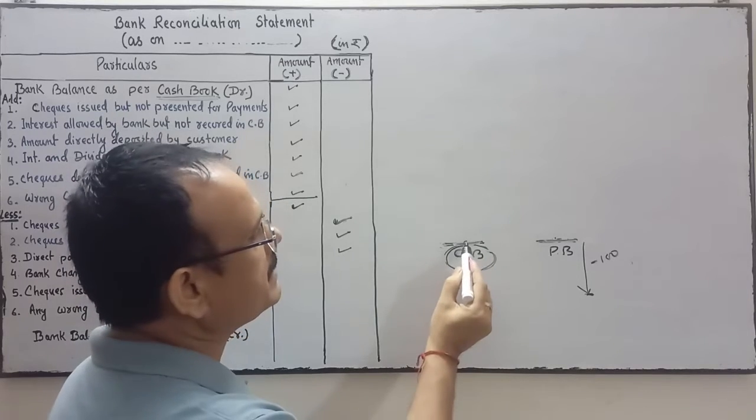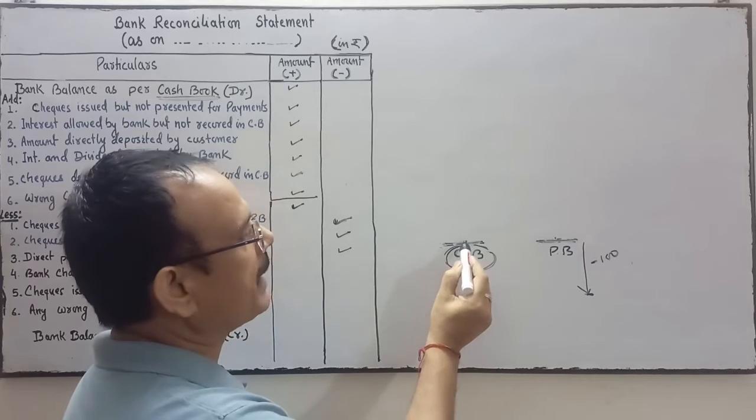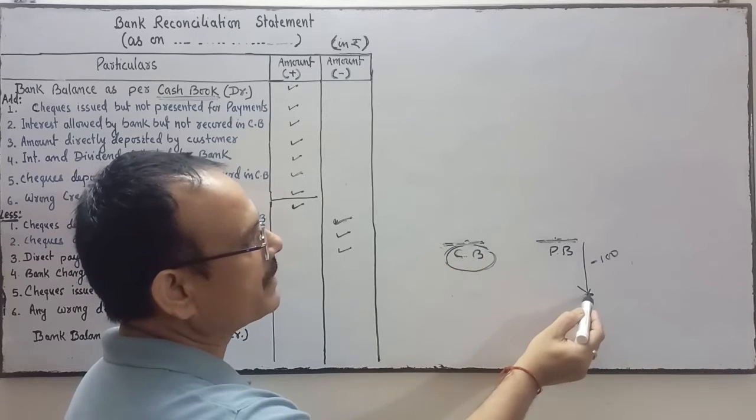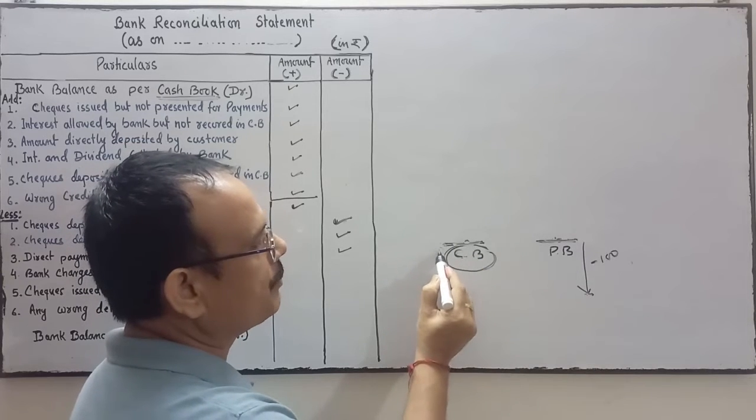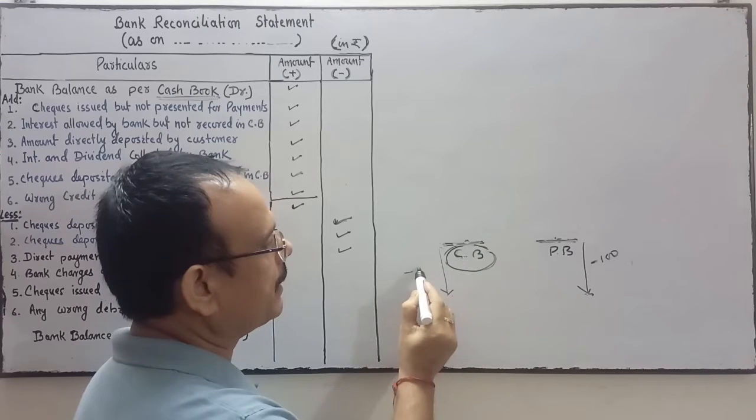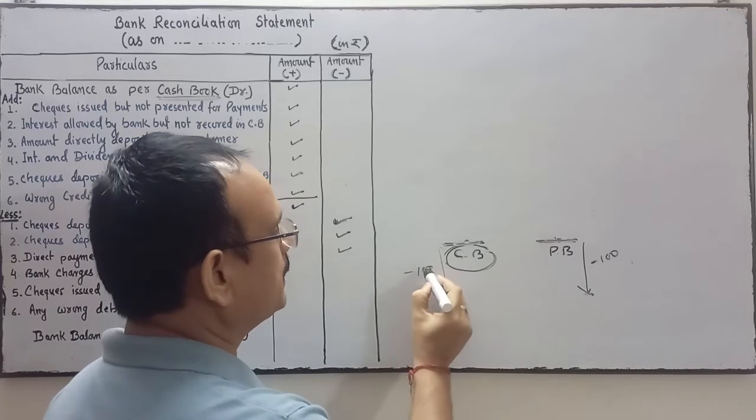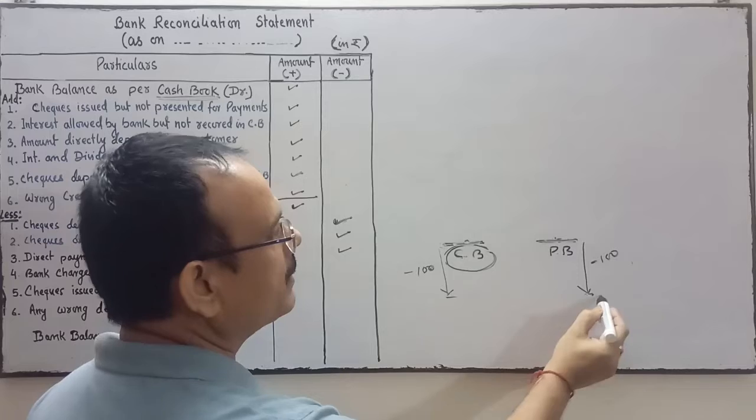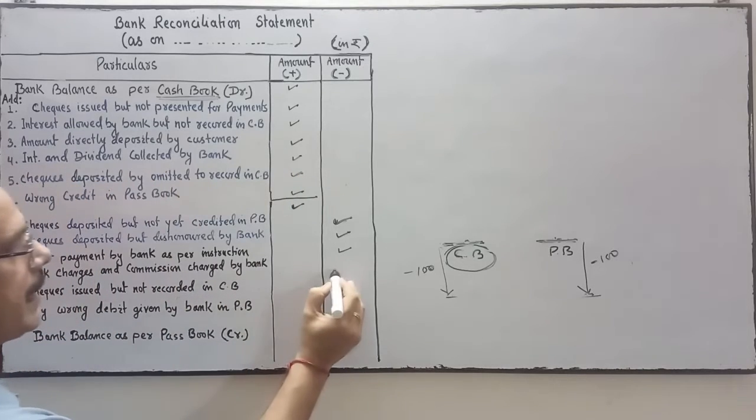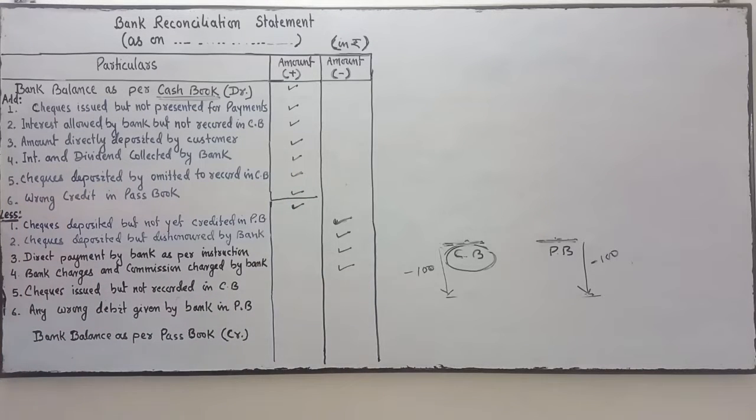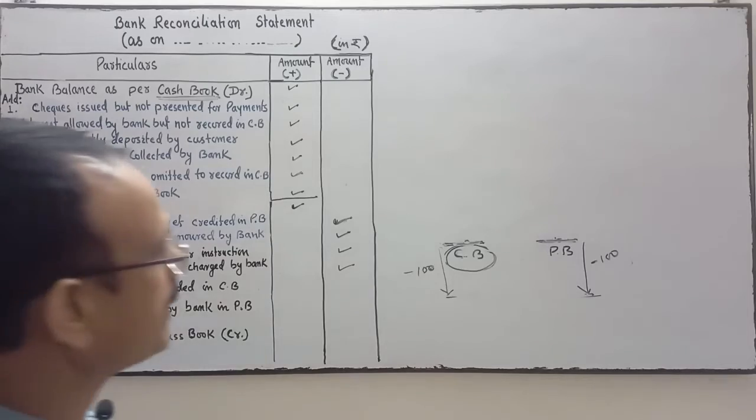It is as before. So the cash book balance is here and the passbook balance is here. To make the balance equal, I'll deduct 100 rupees from the cash book. Then the balance of both books will be the same. So we'll deduct it. Next is check issued but not recorded in cash book.